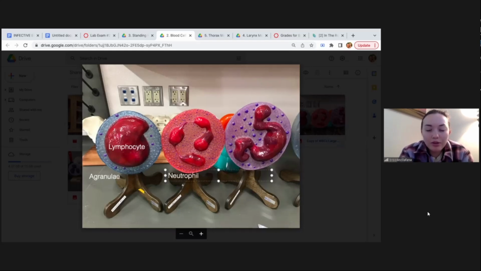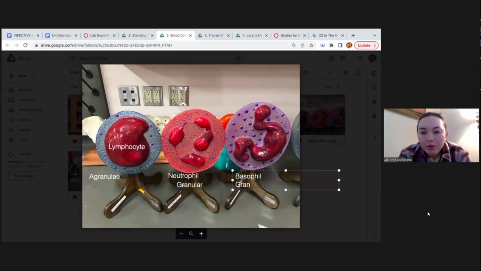This is our neutrophil. Does everybody see how it has lots of those little granules all in it? That's granular, it's a granulocyte. This is our basophil, and the basophil would also be granular and have a lot of those granules in it. Good? So basophil, granular. It is kind of helpful. I feel like that's kind of helpful. It's not the only thing you can look at, but it is helpful to look at granular, agranular.